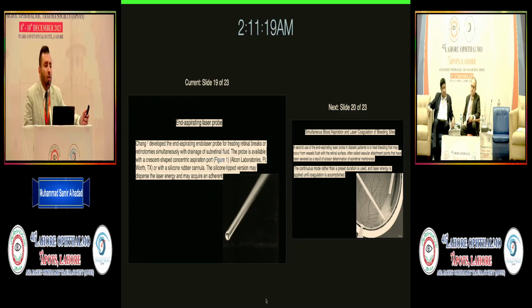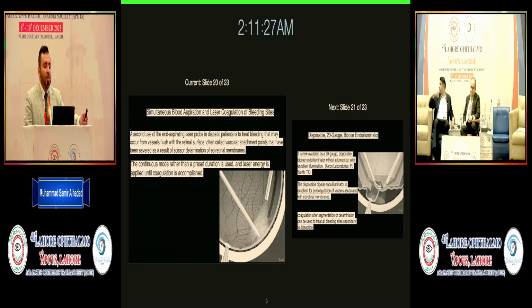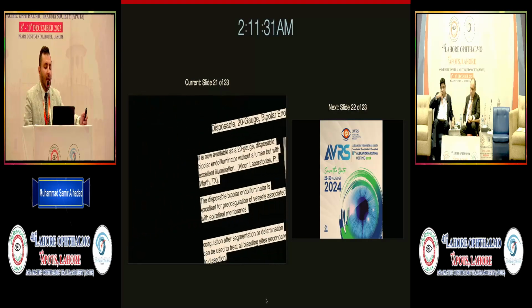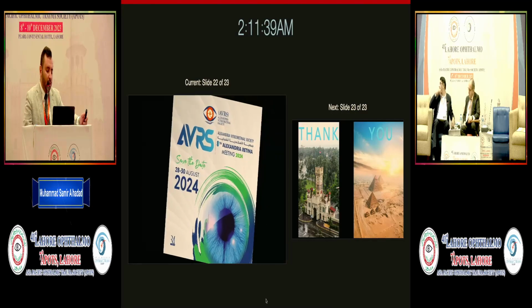So you don't have to enter with the flute needle and get out and get by the laser again. You do both of them. Another instrument, simultaneous blood aspiration and laser, as I told you, and even by this laser probe, you can do diathermy. So it's a bipolar as well as a laser probe.